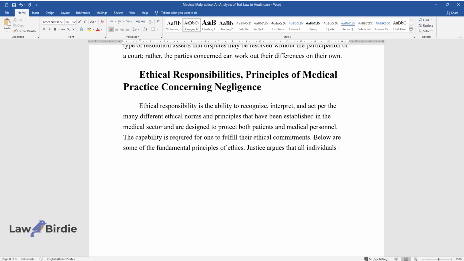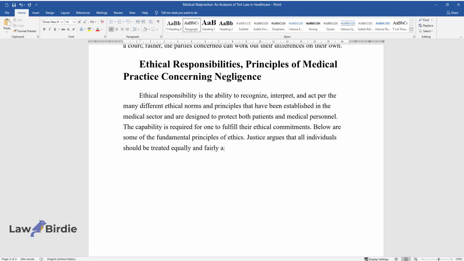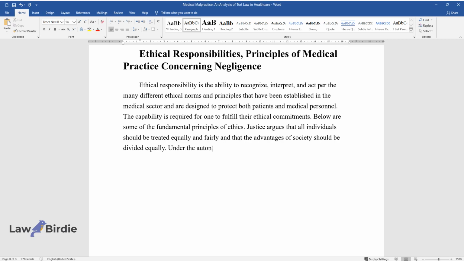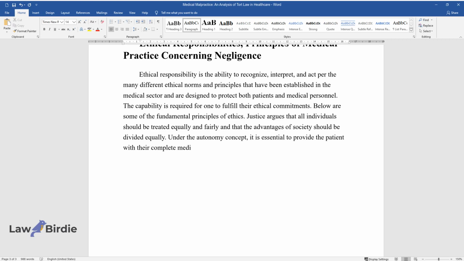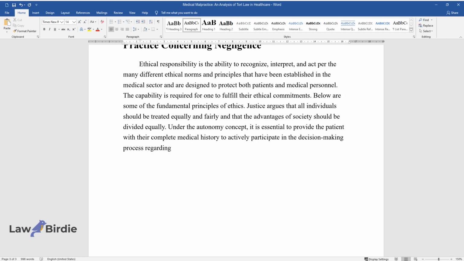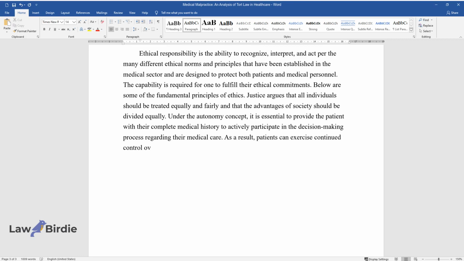Justice argues that all individuals should be treated equally and fairly, and that the advantages of society should be divided equally. Under the autonomy concept, it is essential to provide the patient with their complete medical history to actively participate in the decision-making process regarding their medical care. As a result, patients can exercise continued control over their medical treatment.